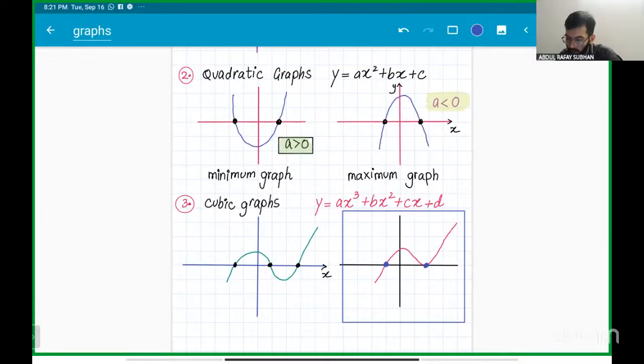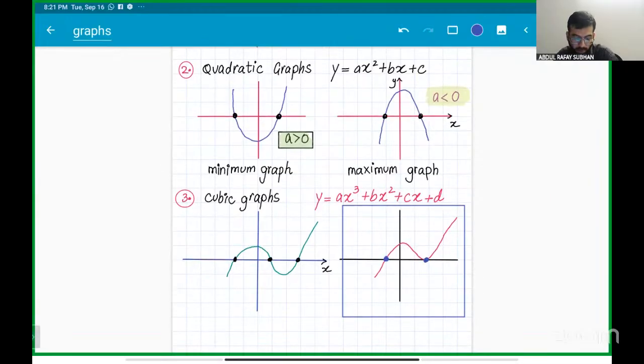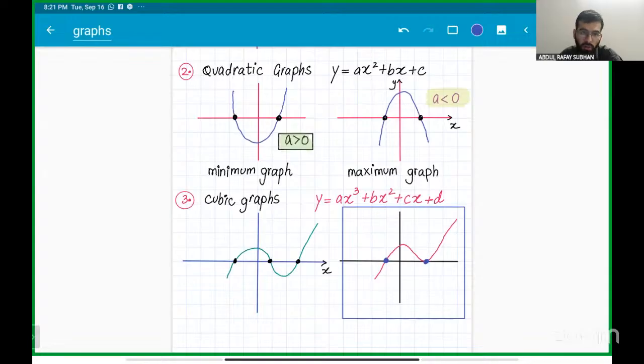Is everyone getting it? Following? Understood? Got it? Is everyone clear? Okay, so please make sure you copy it down. How does a cubic graph look? This is the third one.